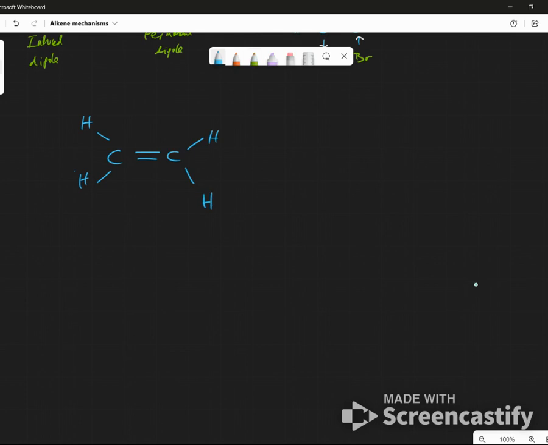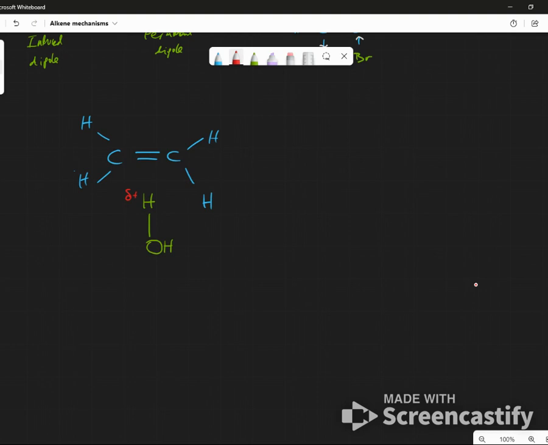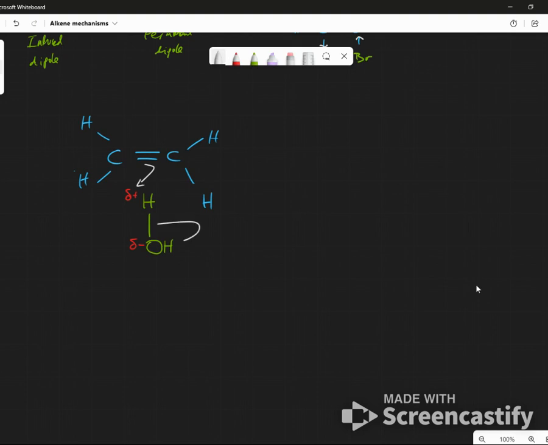So now H, I want a different color. H comes first. And then we tend to do that with water. We call it H and OH. The reason we do that is then we can say the hydrogen is delta plus, and this side of the molecule is delta minus. Now, what happens? I'm going to do this very quickly because I think you both understand this. Electrons come out to grab this. This goes onto there.